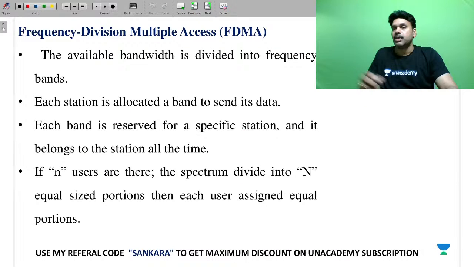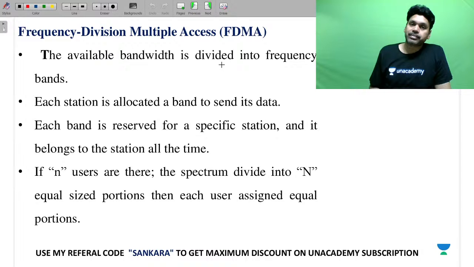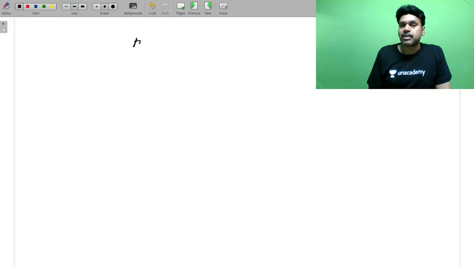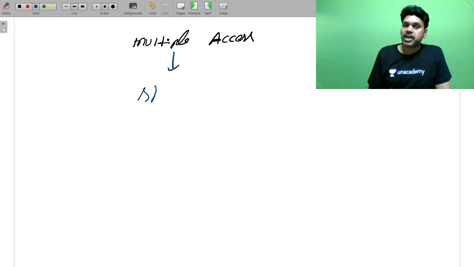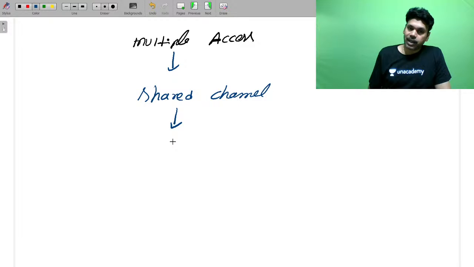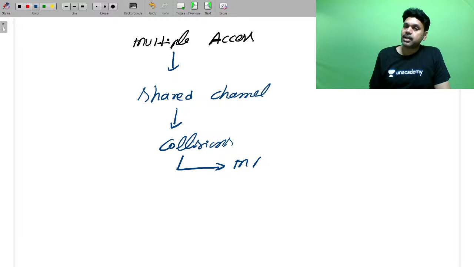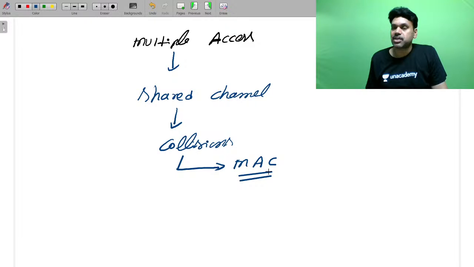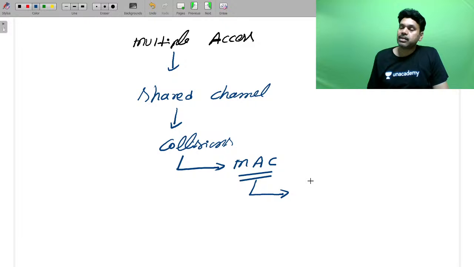Dear friends, let us start the session, that is channelization. Last session we learned about multiple access. When you are going for multiple access on a shared channel, there may be a chance of collisions. These collisions can be controlled with the help of an arbitration mechanism, that is medium access control, which comes in different protocols and different mechanisms. One of the mechanisms we are going to discuss is channelization.